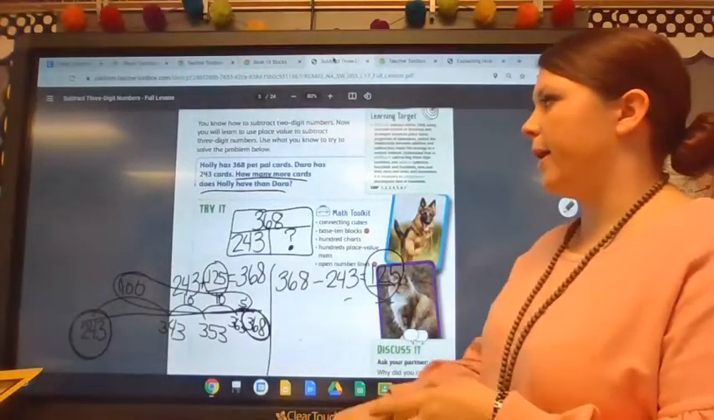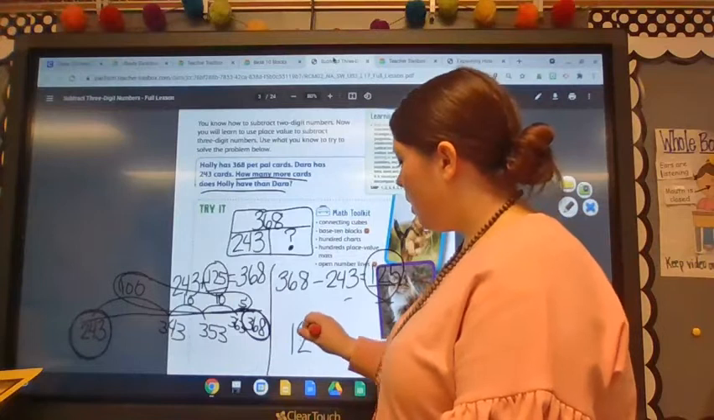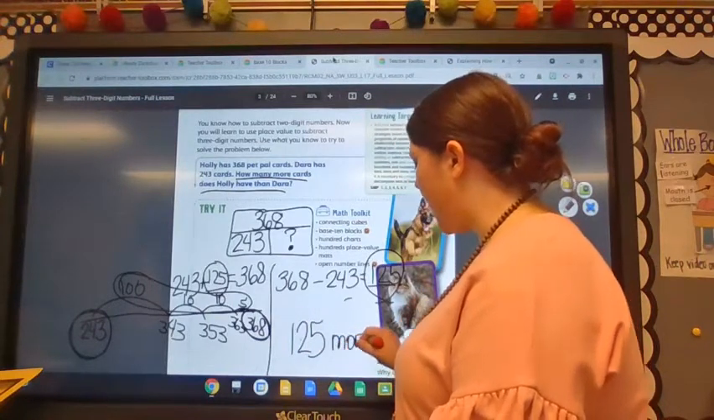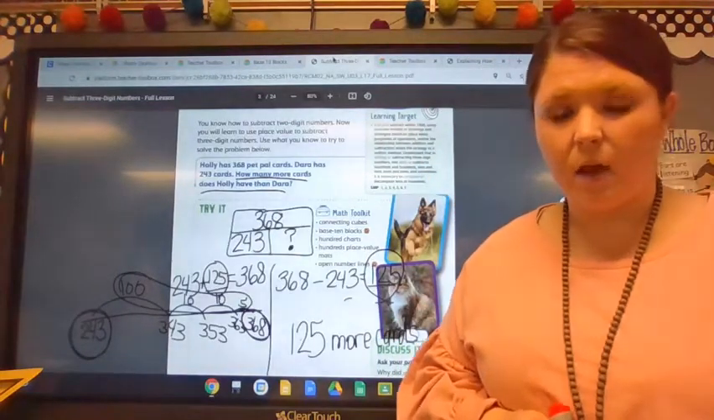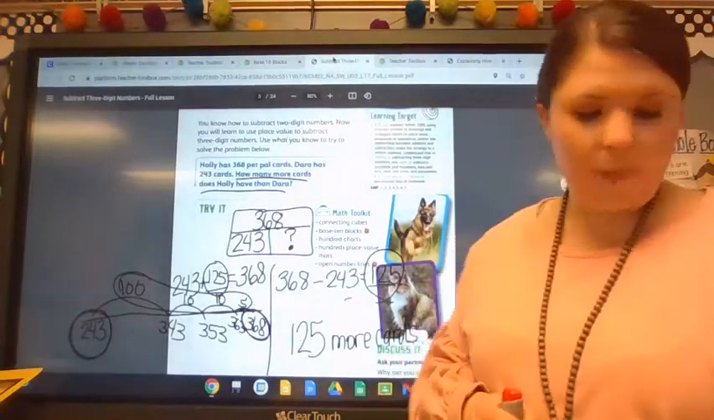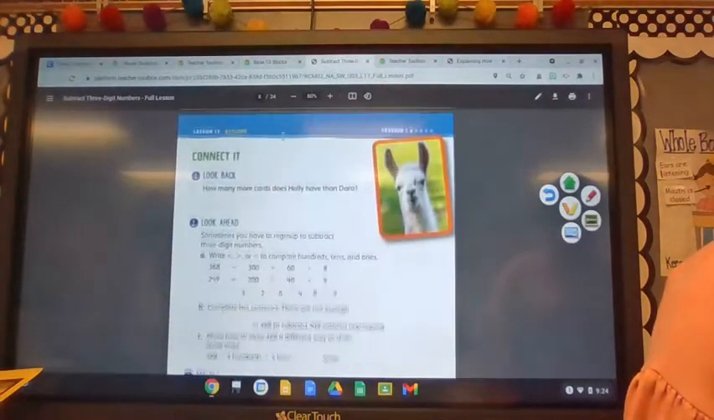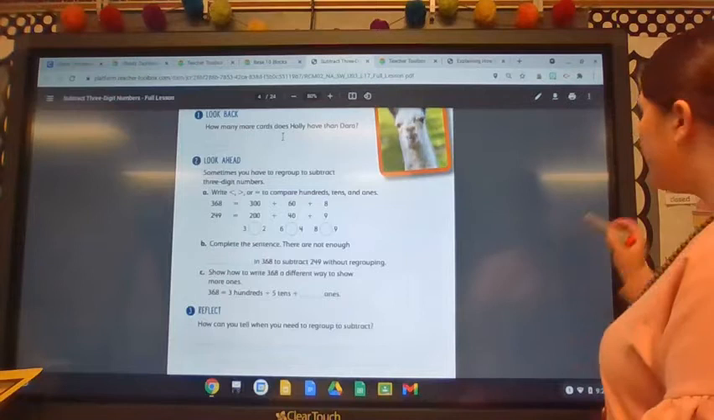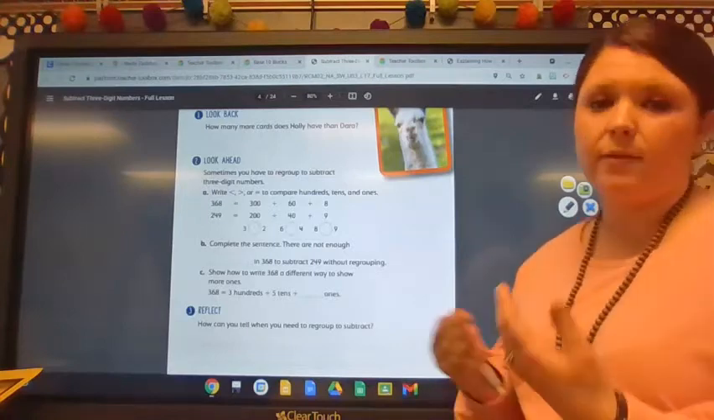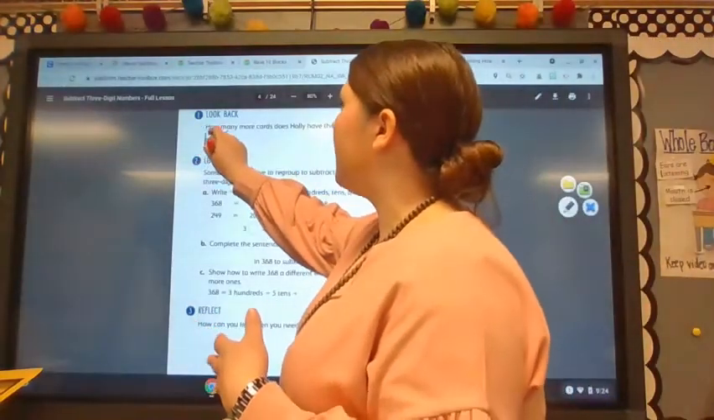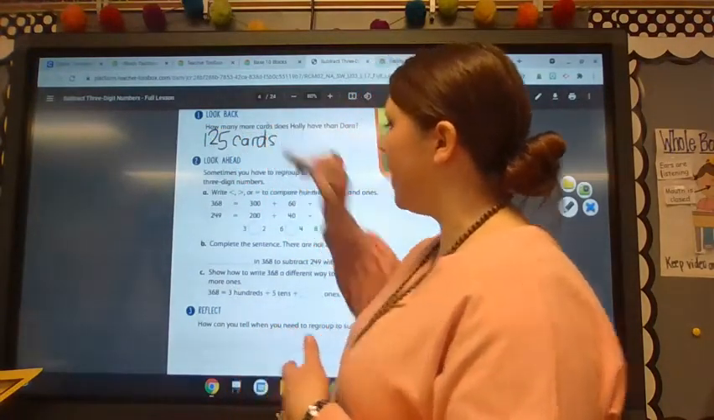Let's go back and look here. So we need to answer the question, how many more cards does Holly have than Dara? Holly has 125 more cards. Okay? All right, now let's go ahead and look over at page 416. So it wants us to answer, how many more cards does Holly have than Dara? We know that is 125, and we're going to put our units: 125 more cards, okay?